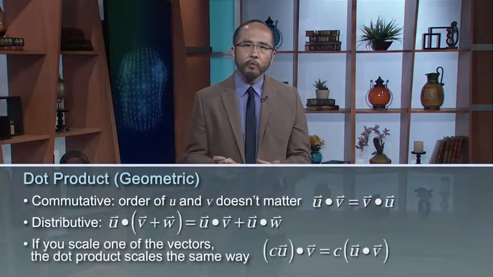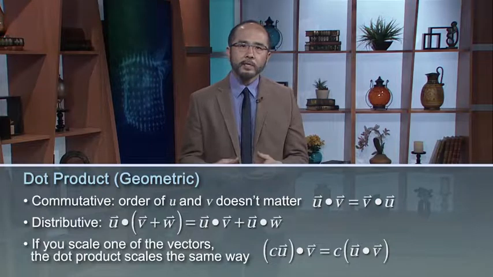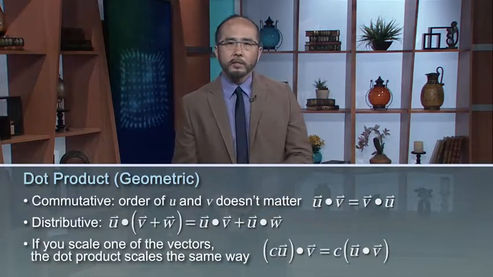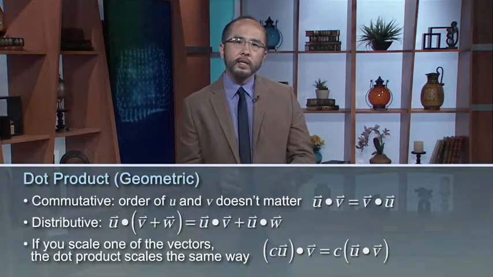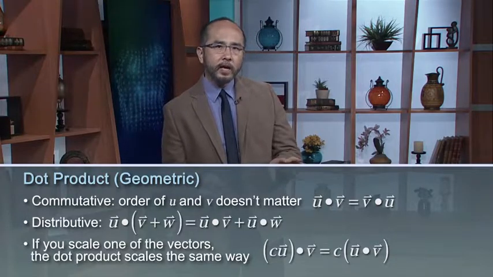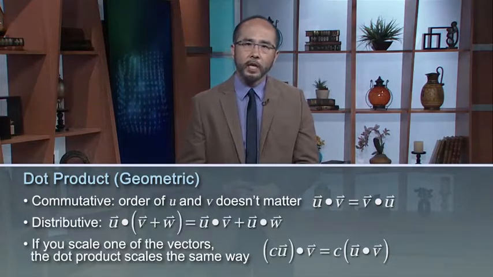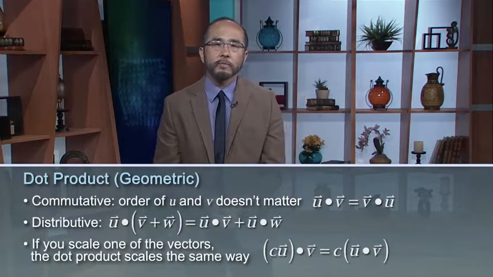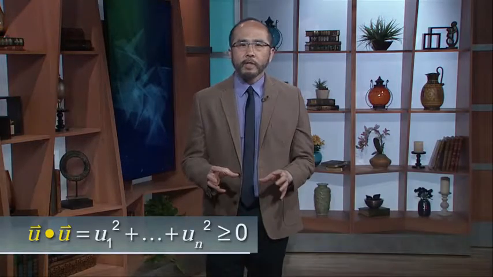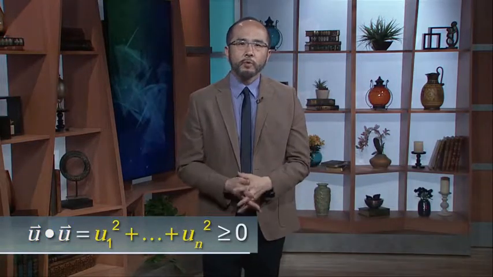Third, if you scale one of the vectors, the dot product scales the same way. Cu dot v is the same as c times u dot v. Again, you should check this. Note that if you dot a vector with itself, you get a sum of squares.